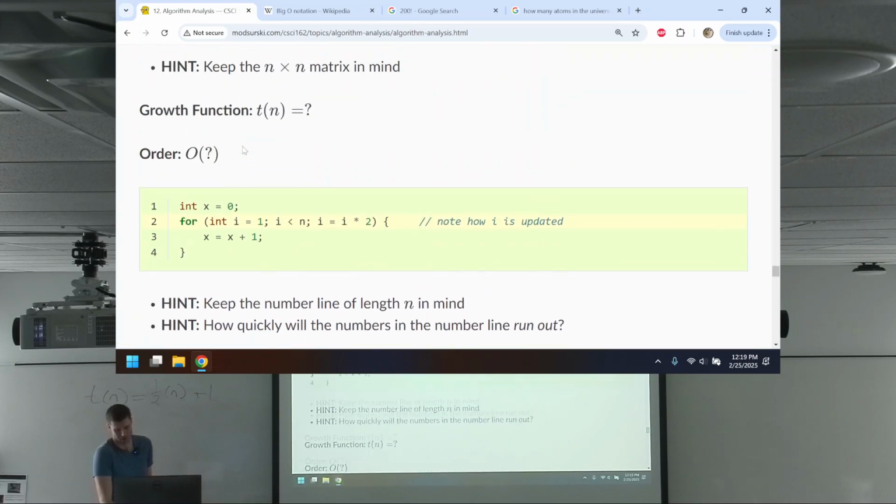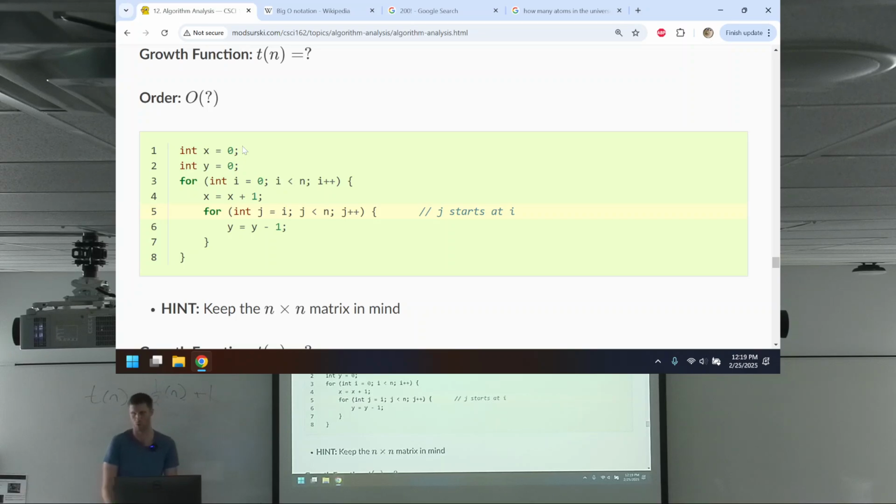But good question. All right, so this one. Ooh. Here's a tricky one. The trick here is j doesn't start at 0. J starts at i. So the first time through the loop, i is 0, j starts at 0. The next time through the loop, j starts at 1. Then the next time it starts at 2, and so on.